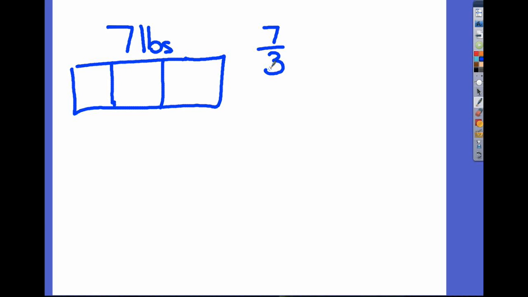Each one holds the same amount of wool. So how do I find out how much goes in each one? How am I going to figure that out? Turn and talk to your neighbors. How are you going to figure that out? How do you turn that one into a mixed number?